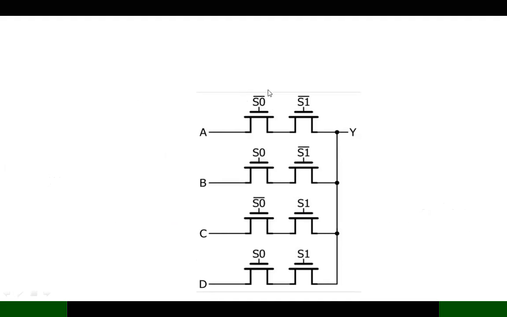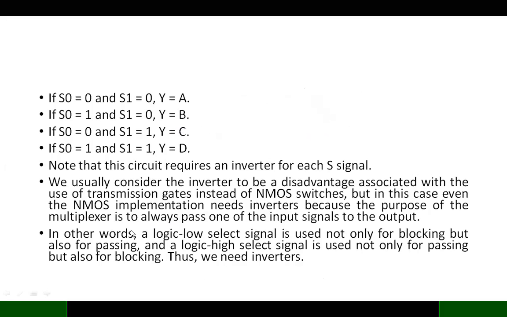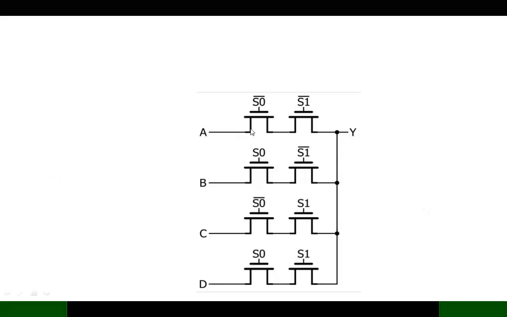It's because we need to give a lower value here, lower potential here. In order to give a lower potential internally, it will be connected with an inverter. So even though we say that this is a complete NMOS implementation, still we are taking the help of inverters. In other words, a low logic select signal is used not only for blocking but also for passing. And a logic high select signal is used not only for passing but also for blocking. Thus, we need inverters. So for this bar, blocking and passing, we need inverters.